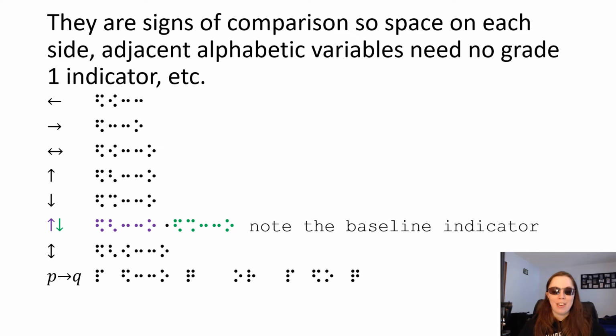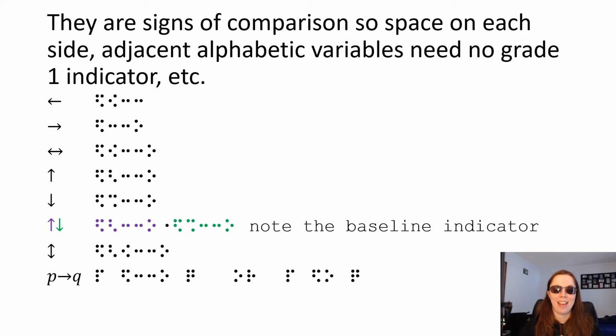When you're using arrow signs, remember to treat them like signs of comparison. That means put a space on each side of them. Remember that an adjacent alphabetic variable won't need an English letter indicator because it's placed next to a sign of comparison, those sorts of things. As a quick summary, here are your basic left arrow, right arrow, double-ended line, up arrow, down arrow, a dual up and down arrow.